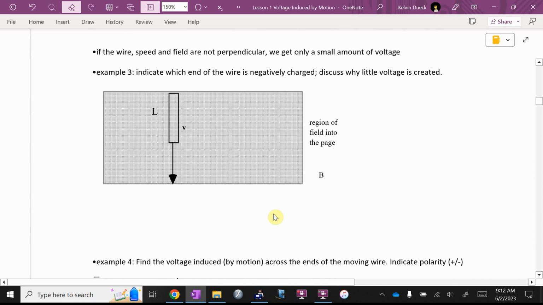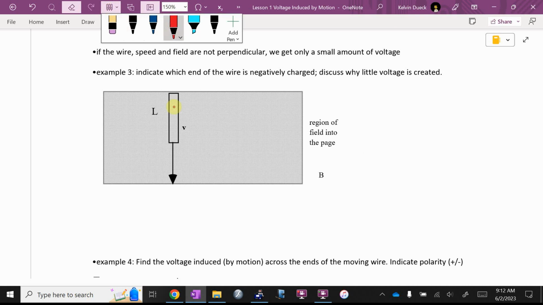What if they're not perpendicular? Turn the page. You only get a very tiny amount of voltage. Here, the length is parallel to the velocity. Let's do the same trick as before and put our little positive charge right in the middle there.